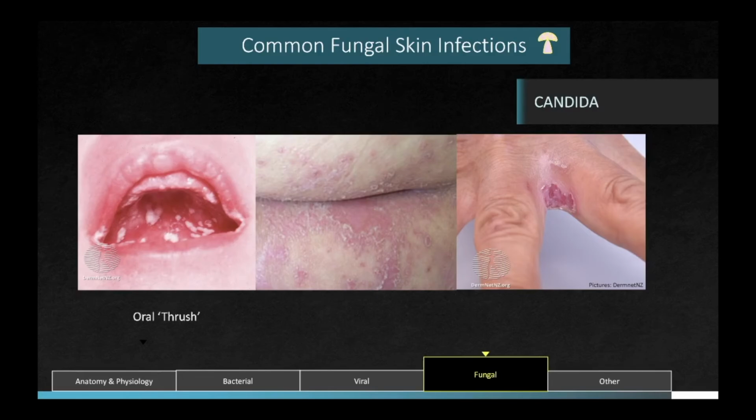If we look at the picture on the left, we can see a typical case of oral candidiasis in a young child. This often presents with white, plaque-like lesions on the oral mucosa and can result in discomfort in the mouth and then poor feeding. Such infection is commonly passed on from feeding surfaces such as mum's nipple or bottle teats.